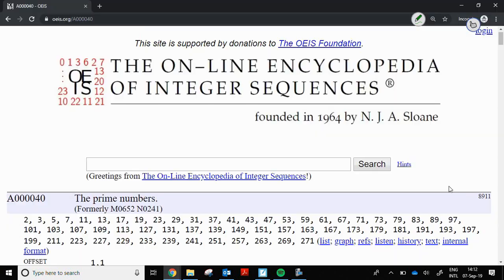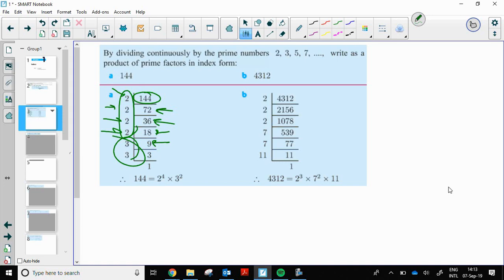There it is. Of course, that requires that you know what your prime numbers are, so here's a list of the first bunch of them generated by the Online Encyclopedia of Integer Sequences, which is a website that I enjoy perhaps more than you would think I should. But that being said, prime factorization is not going to be a major focus for us.